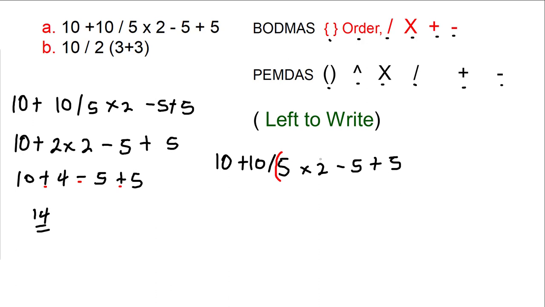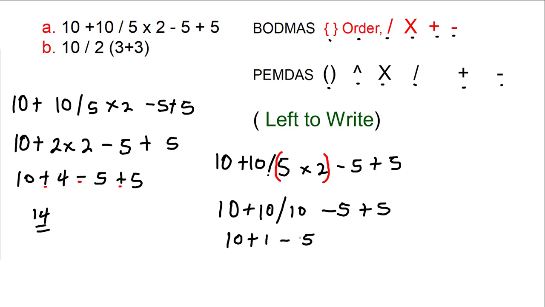Now, let's put 5 times 2 in brackets. Putting 5 times 2 in brackets, in this example, we need to evaluate what we have in the parentheses, not the division anymore. So that will be 10 plus 10 divided by 5 times 2 is 10, minus 5 plus 5. 10 plus 10 divided by 10 is 1, minus 5 plus 5.